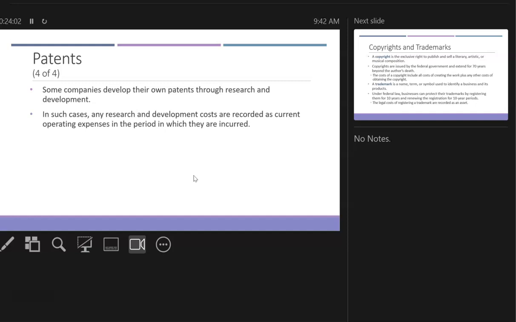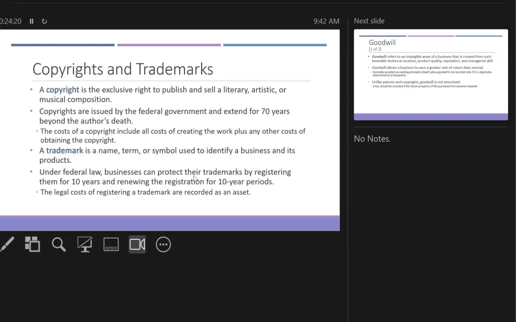Whenever companies develop their own patent, research and development are always expensed. So if you develop an internal patent, there is no cost there because all research and development for internally developed patents are expensed. Copyrights, an exclusive right to publish or sell a musical or literary or artistic composition. This is interesting. Copyrights extend for 70 years beyond the death of the person who authored it.